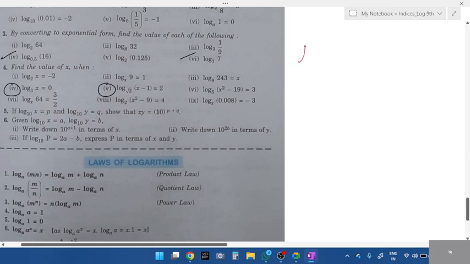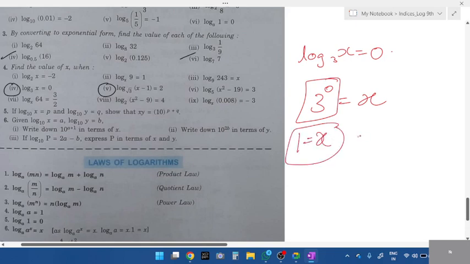Fourth main, fourth one. Log 3 x is equals to 0. Find the value of x. What's the answer for this? 3 to the power of 0 is equals to? What is 3 to the power of 0? 1. You can rewrite this equation as x is equals to 1. Got it, right?